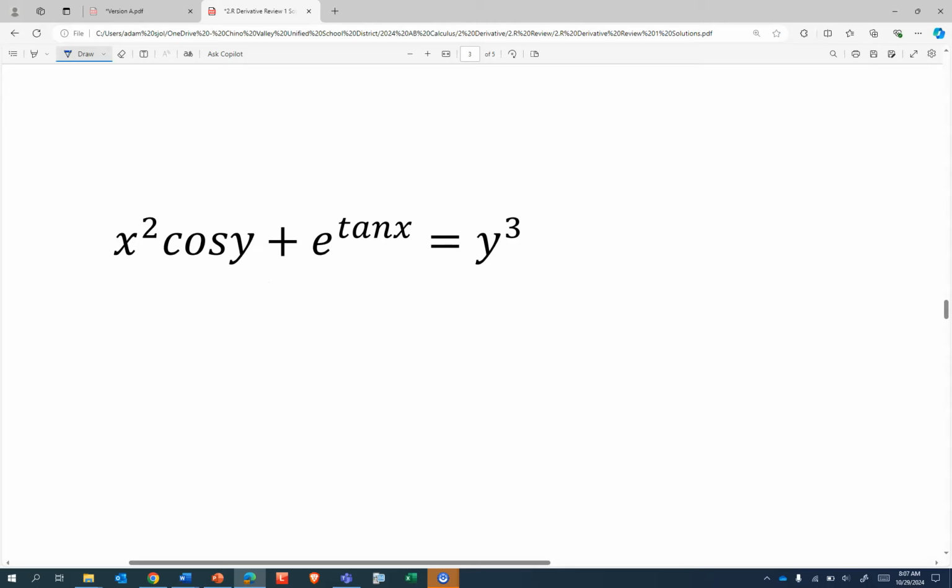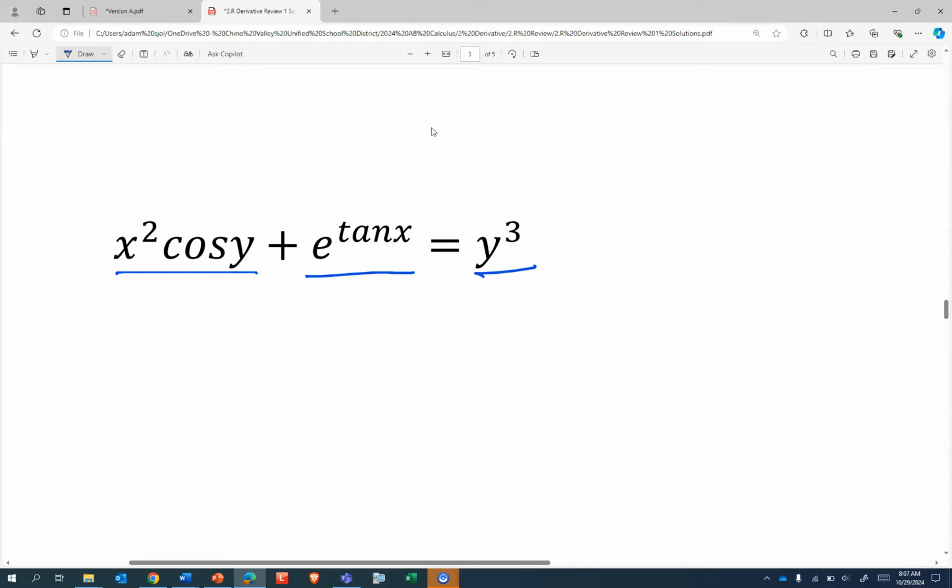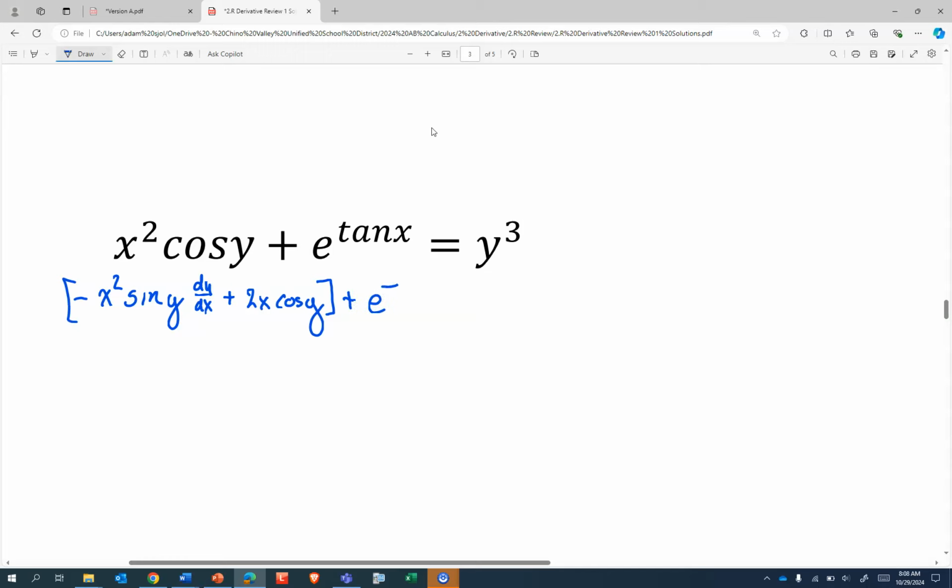These are getting ridiculous. I guess I probably should have left more room for the algebra here. So, product rule here, chain rule there, implicit differentiation on the y cubed. And implicit differentiation on the cosine of y. Negative sine of y dy dx plus 2x cosine of y. That's my first chunk. The derivative of e to a power is e to that same power, tangent of x. Chain rule, secant squared x, the derivative of tangent, and 3y squared dy dx.